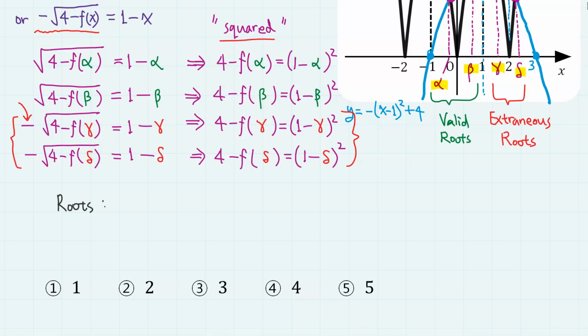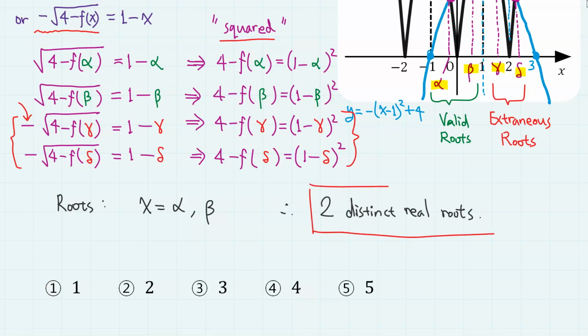Therefore, like I said before, the only valid roots are x equals alpha and beta, so the given radical equation has two distinct real roots.